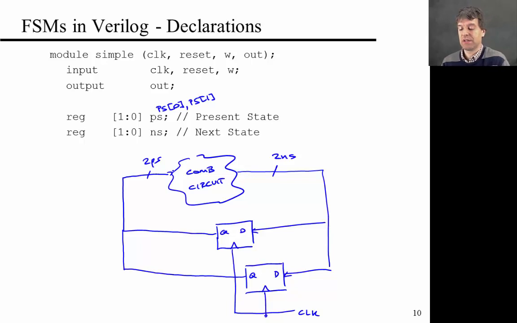In addition to this, there are two more things that are obvious just from the description above. One is that there is an input W that goes into the combinational circuit, and there's an output called out. So just from the header of this module simple, you can understand several things about the state machine that we're going to build.